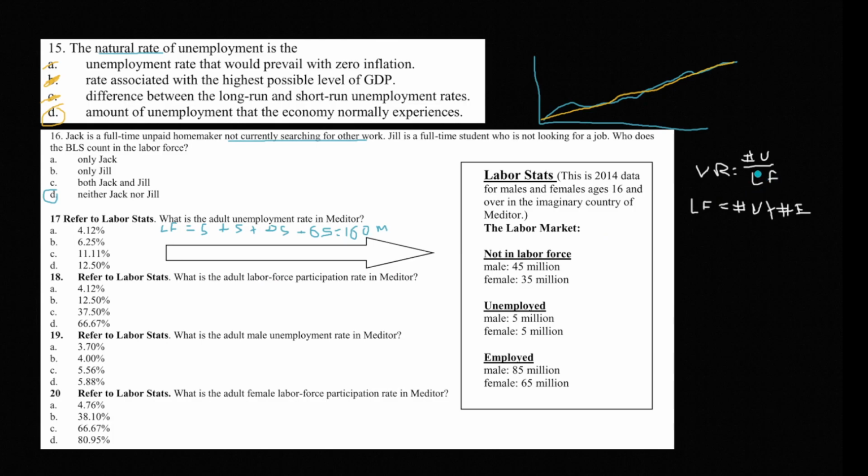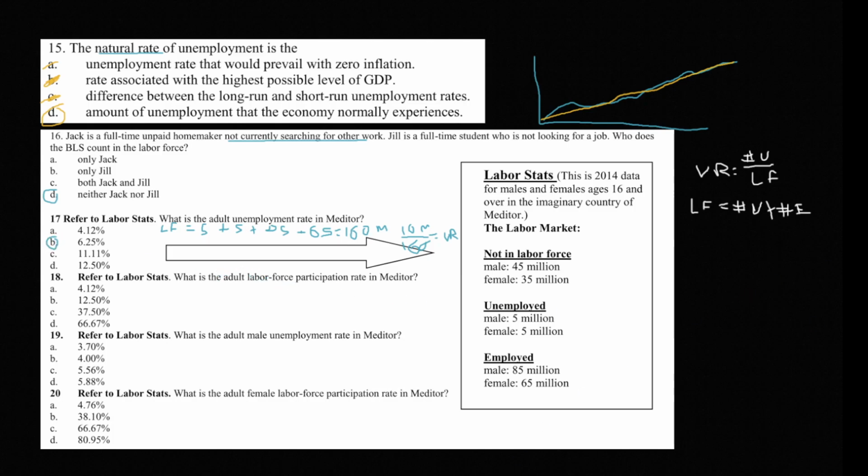Now we need to find the adult unemployment rate. So now we have the labor force for the adult population. We need to calculate the number of unemployed. That is 10 million. So 10 million over 160 is the UR, unemployment rate. And 10 divided by 160 is 6.25%.